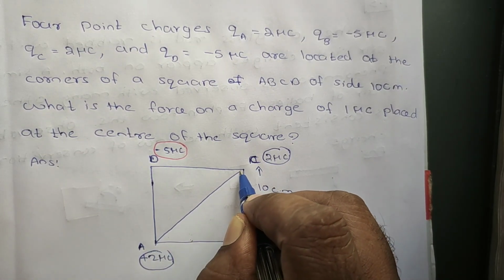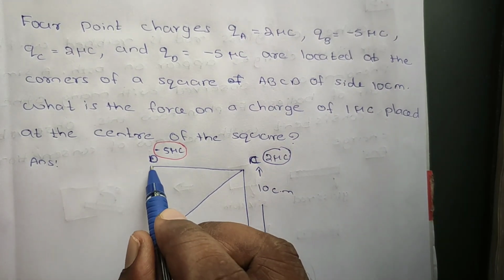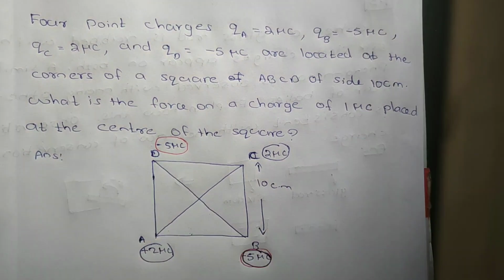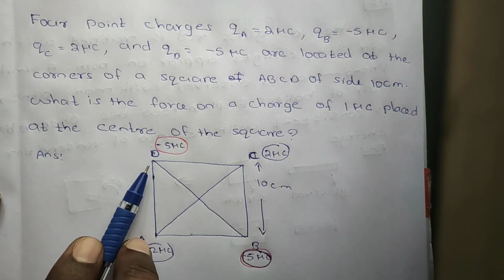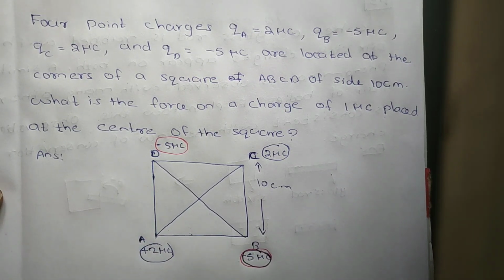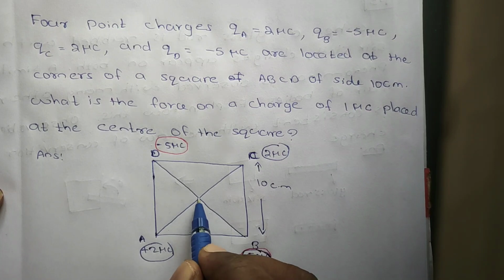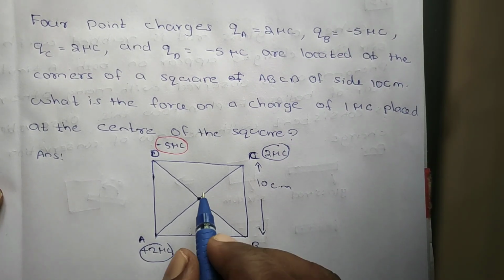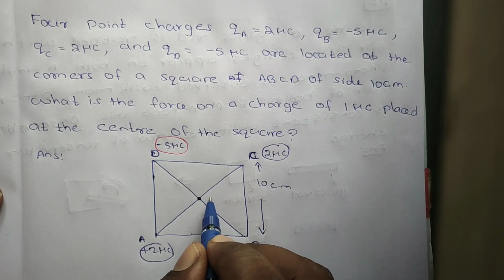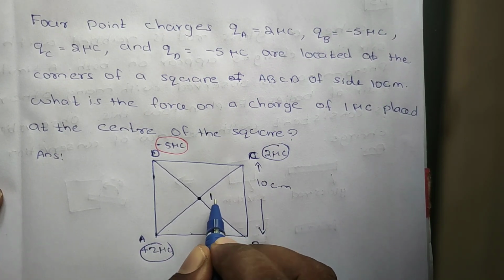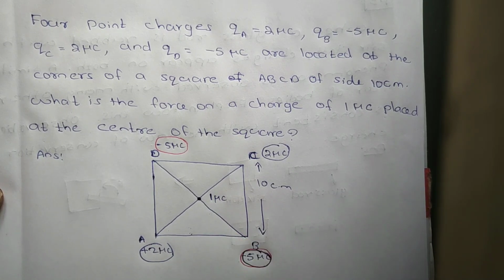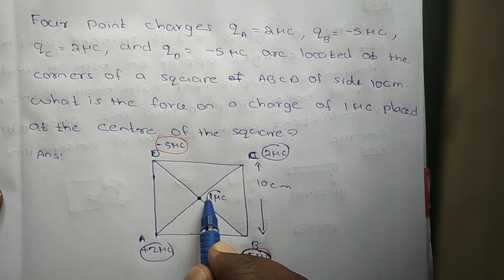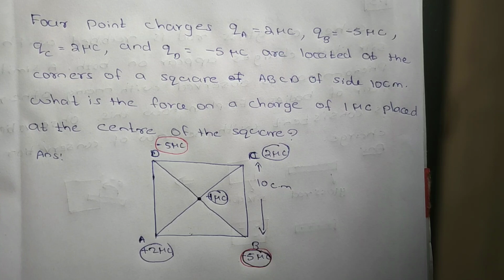This is the diagonal AC and this is the diagonal BD. So this is the center of the square. Here we will place the 1 microcoulomb charge. Then we need to find the force acting on this charge. What is the sign? Positive charge.